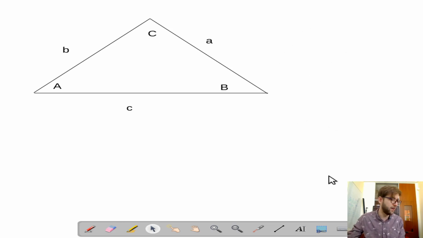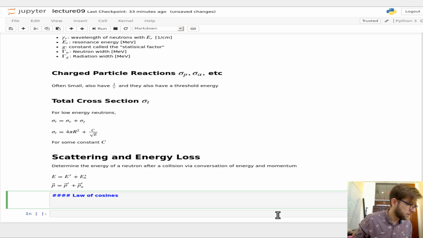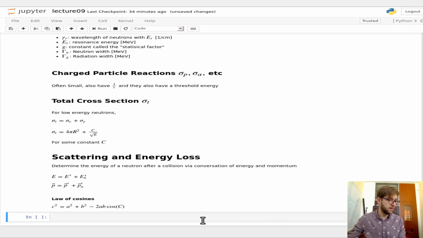For all rotations of this triangle, the law of cosines states that the length of c squared, so little c squared, that side length, is equal to a squared plus b squared minus 2ab times the cosine of the angle C, big C. You could mix and match any of these, but as long as this holds, this is a true statement.